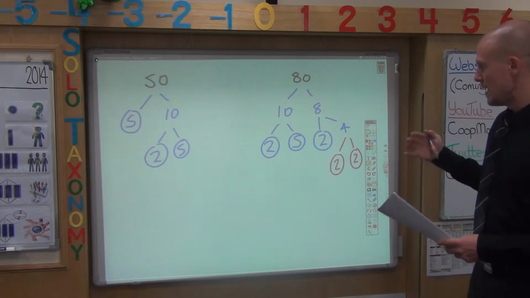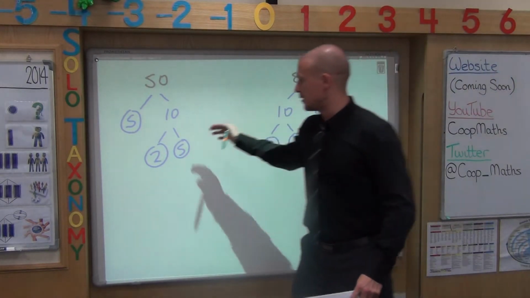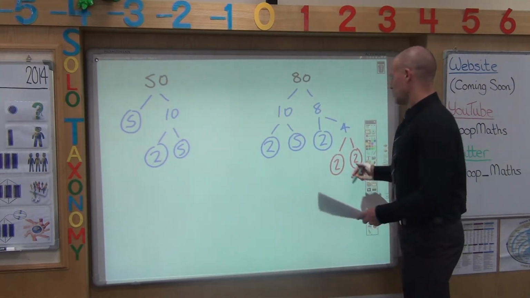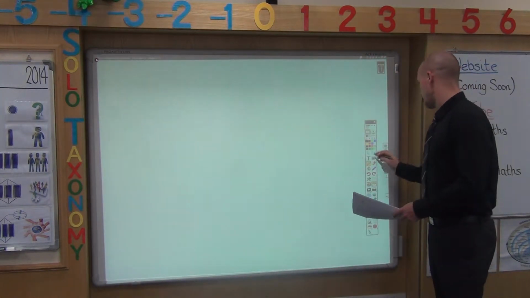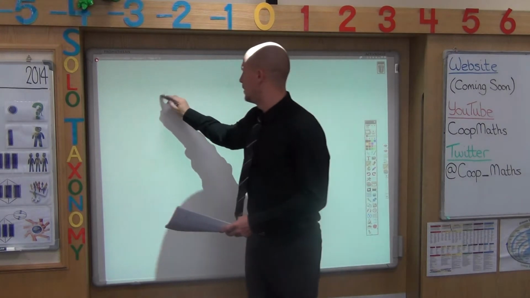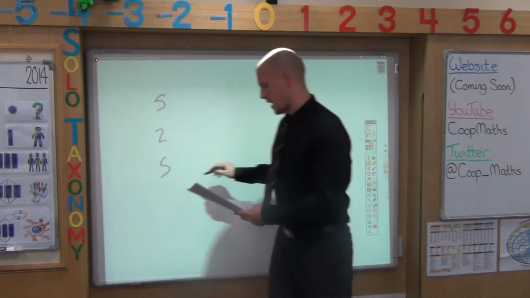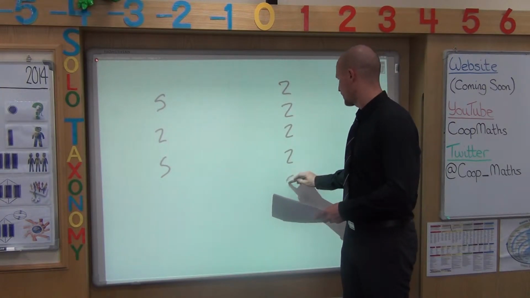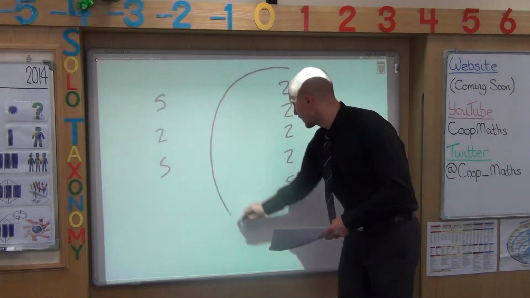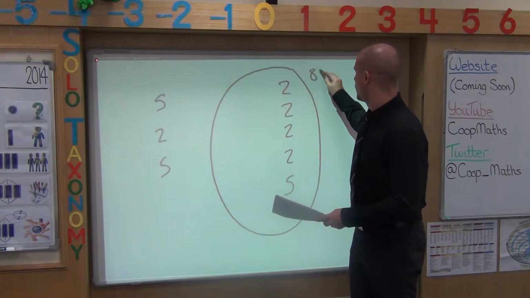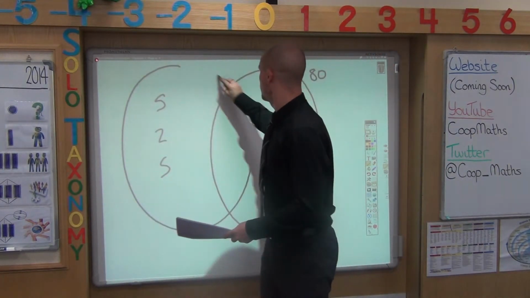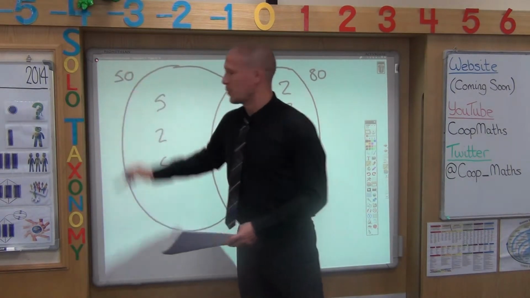Okay? Next one we do is we present these prime factors of each number in terms of a Venn diagram. So we have 5, 2, 5, and we have 2, 2, 2, 2, 5. Okay. Those are your prime factors of 80. And those are your prime factors of 50.